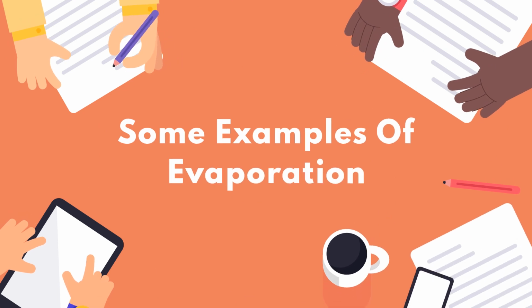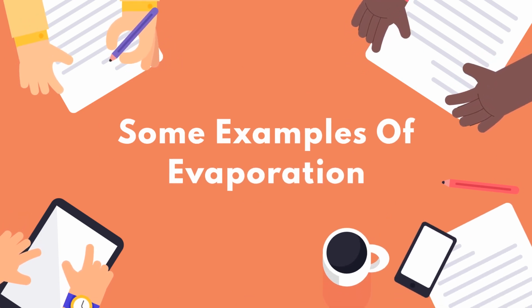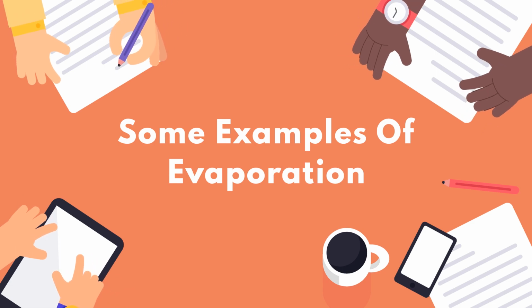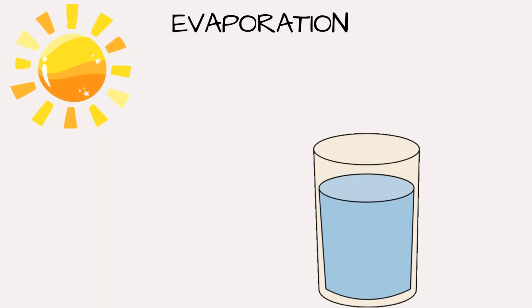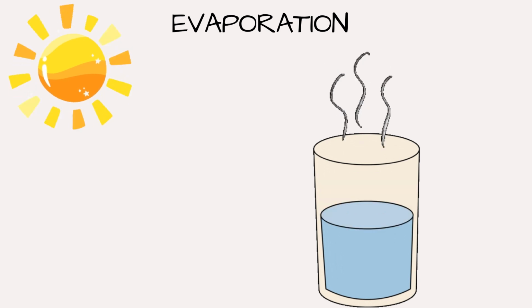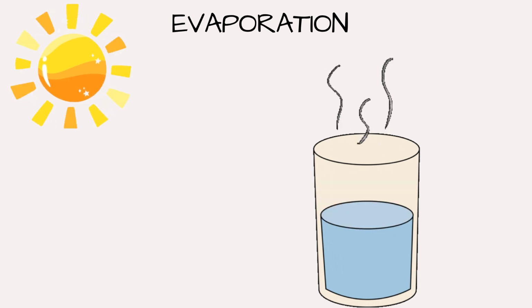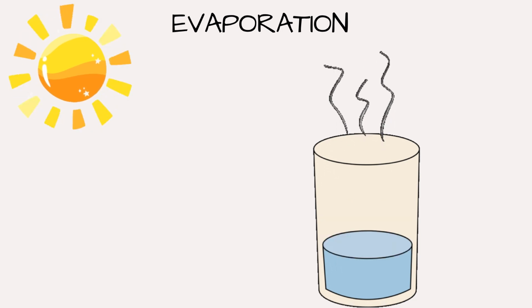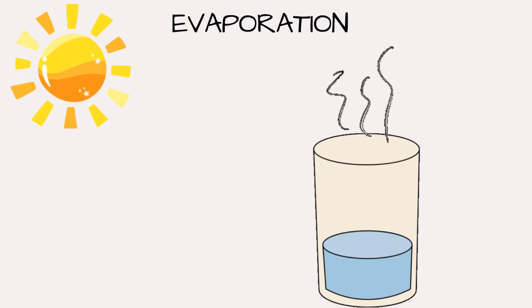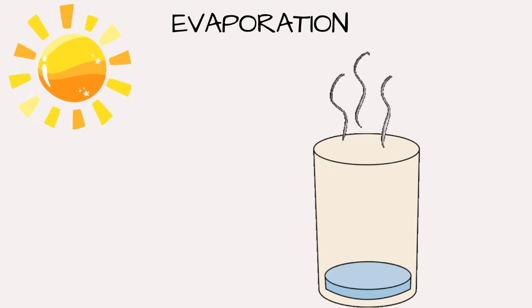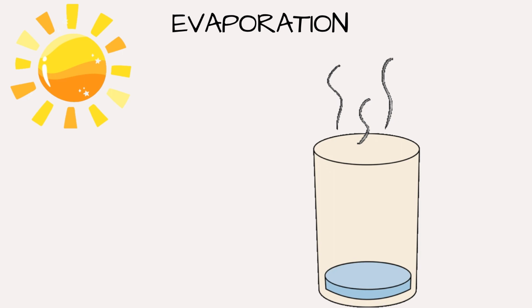A few examples of evaporation in daily life. Keep a glass of water under the hot sun for a few hours. You will see that the level of water is decreasing considerably, and slowly and gradually, all the water from the glass turns into gaseous form or water vapor, and the glass is left empty. This is an example of evaporation.